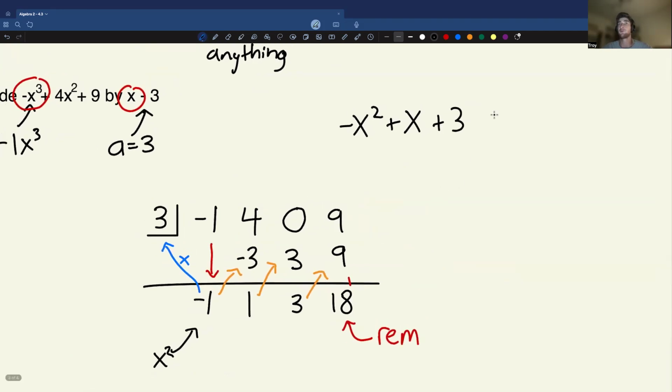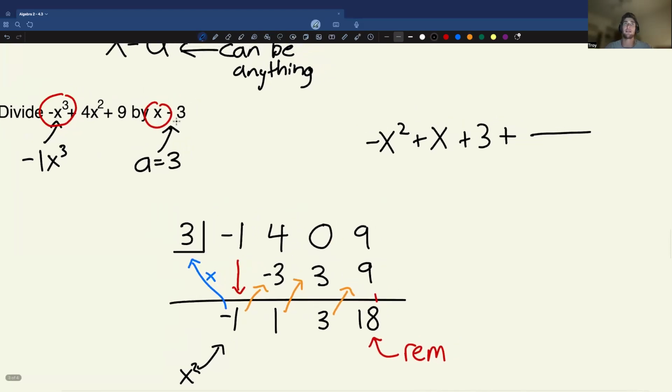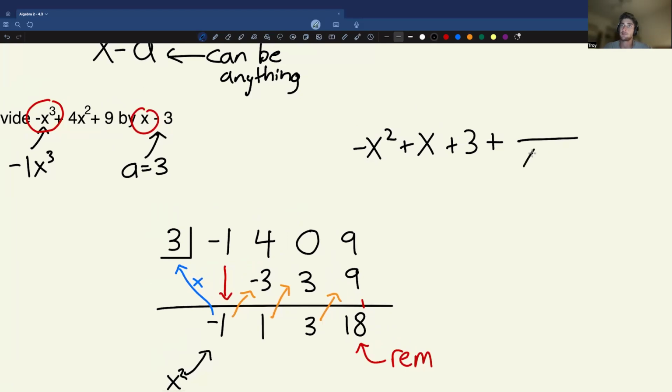And then what do we do with the remainder? Well, we put a plus. We make a fraction. So this is the same as what we learned in long division up above. Now we go back to here and we say, well, what were we dividing by? It was x minus 3. So that's what goes on the bottom. And what was the remainder? It was 18. So that's what goes up top. And there we go. And that's our solution to this problem for synthetic division.